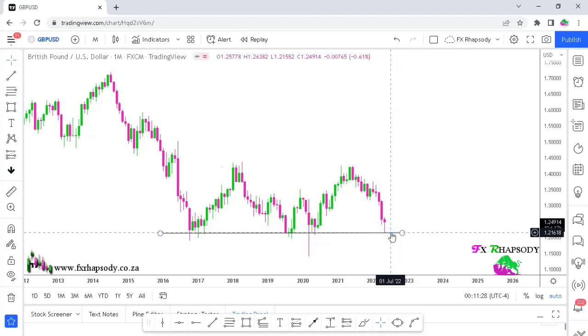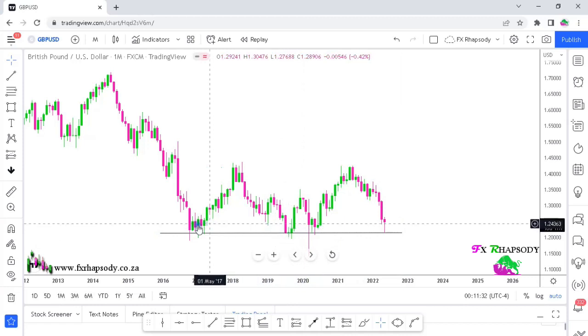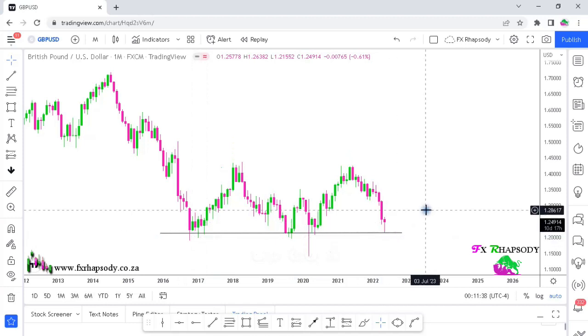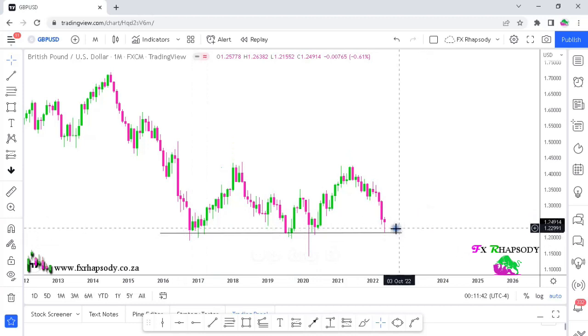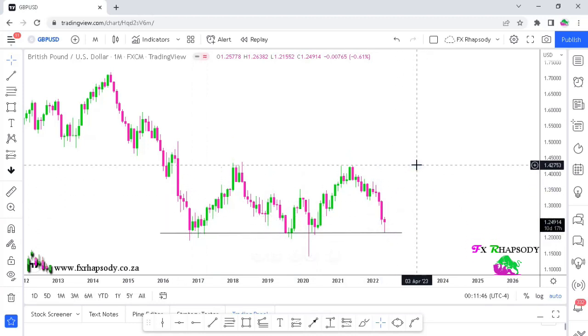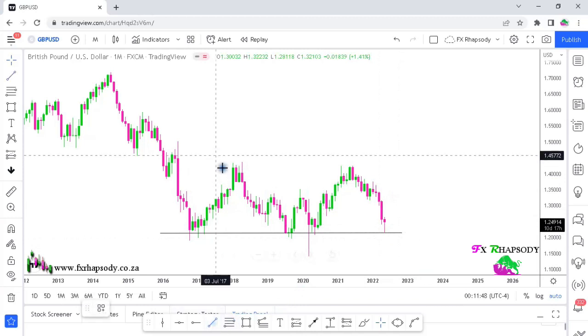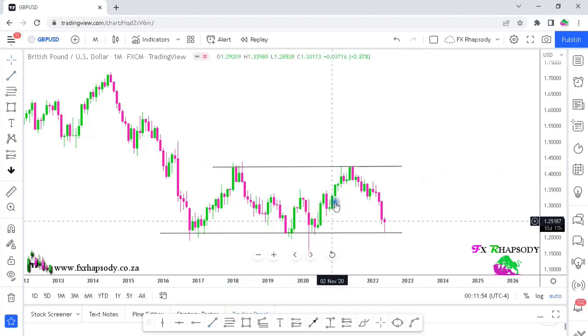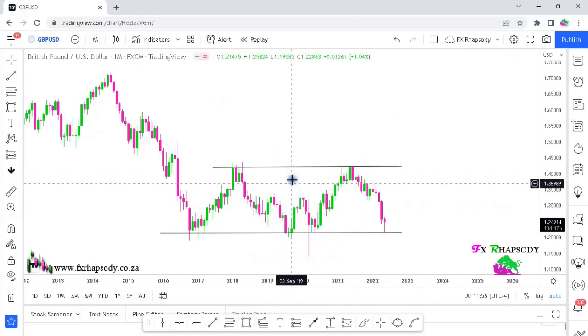So big area of support in the market. Just as with the Euro, it's been respected since 2016, 19, 20. We're looking at 2022 now. So big area in the market. Will this be the area where price starts pulling back again, going up? Basically, we are continuing with this consolidation area in the market, so it will be interesting to see when price is going to break that consolidation on the monthly time frame.